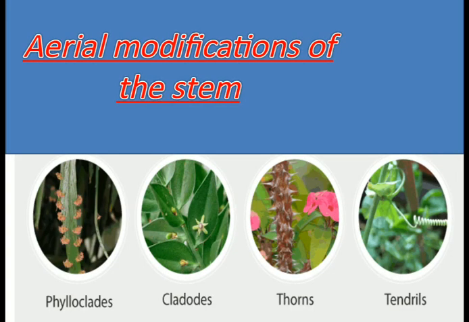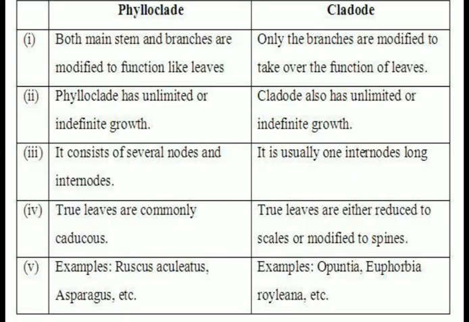Now let's discuss the aerial modifications of the stem. Aerial modifications include various types of thorns, tendrils, then the phylloclades and the cladodes. Now let us discuss these one by one. First, let me tell you what the difference is between the phylloclade and the cladode. In case of phylloclade and cladode, there are certain similarities and certain differences.